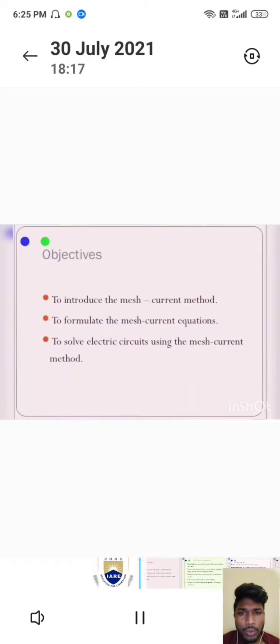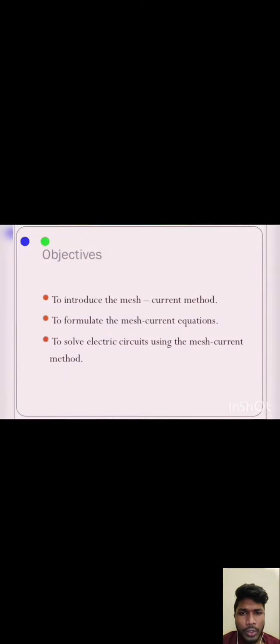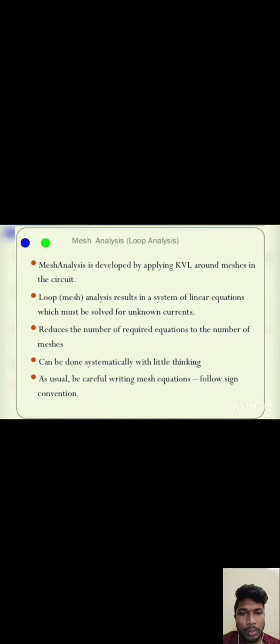Objectives: to introduce the mesh current method, to formulate the mesh current equation, to solve electric circuit using the mesh.